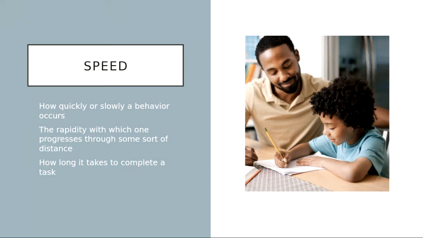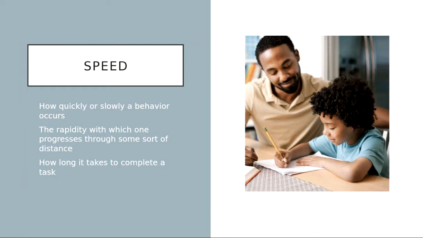So for example, duration would be something like, I want to increase the amount of time I spend running. Speed, I want to run a mile more quickly. So I want to decrease the amount of time it takes me to reach the end point of running a mile.